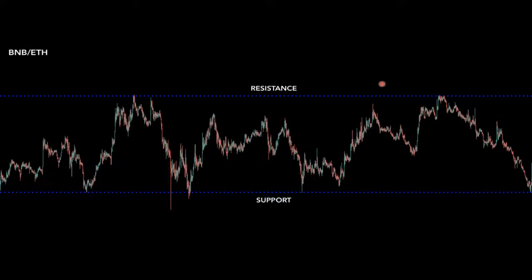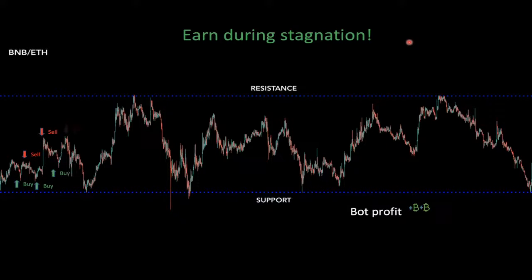From my perspective, the best market scenario to launch the bot is when you have a sideways market, and later, after the sideways market, you see a consequent breakthrough of the upper limit price. In this case, it's resistance, and the market starts moving upwards. On the sideways market, the idea is to earn during the stagnation. Same idea: you let the bot buy low and sell high.